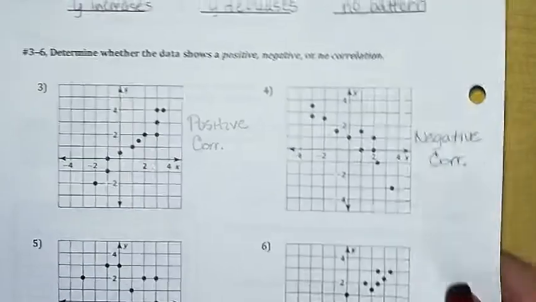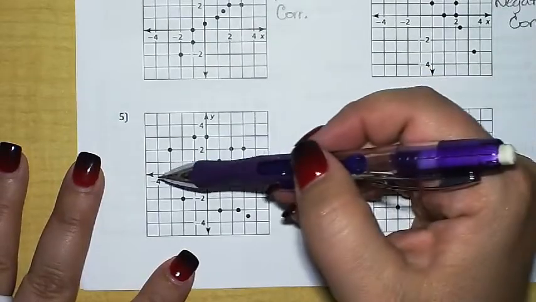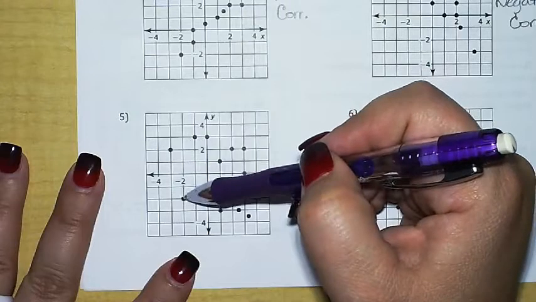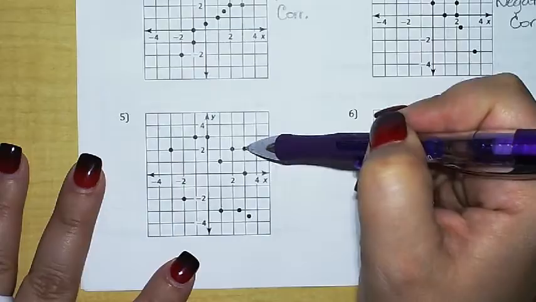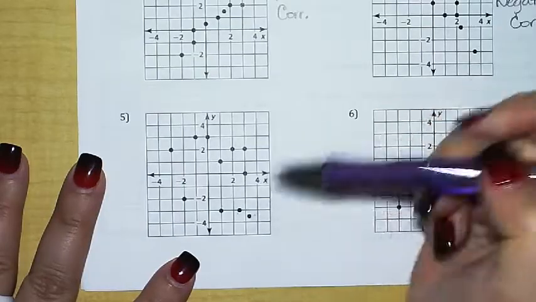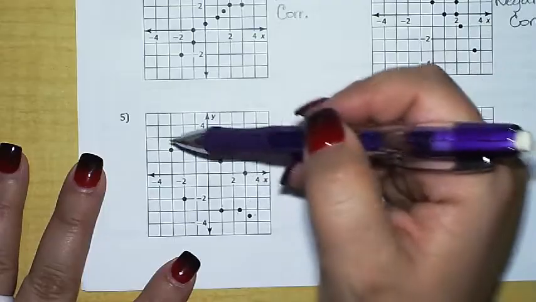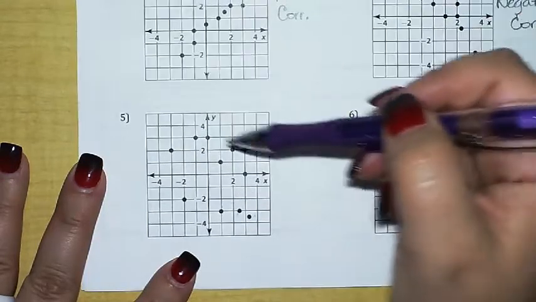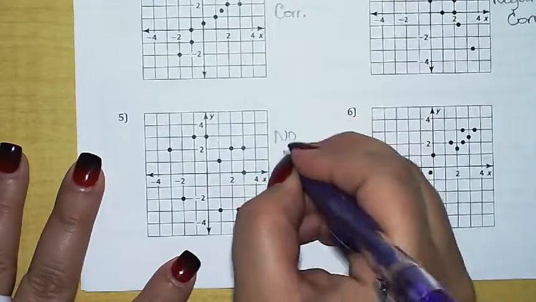If you look at number 5, again, we're going to read this from left to right, from low to high. I go from here to there, to there, and so on. So it really seems to just be fluctuating back and forth, scattered, more just going across, but with no clear upward or downward pattern here. I would say this one has no correlation.